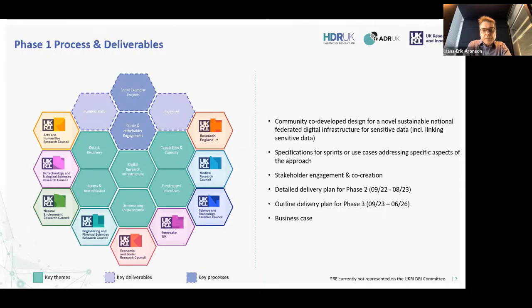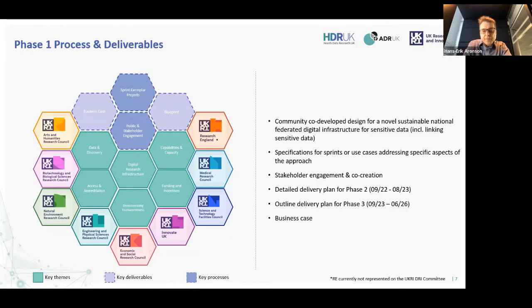This phase 1 has a set of processes and deliverables associated with it. You can see the teal colored hexagons in the center. Those are the 6 themes that we have identified that we are conducting the workshops according to. The processes we're following are really public and stakeholder engagement. These are the darker blue ones at the top there. And a series of sprint exemplars that are being conducted right now.